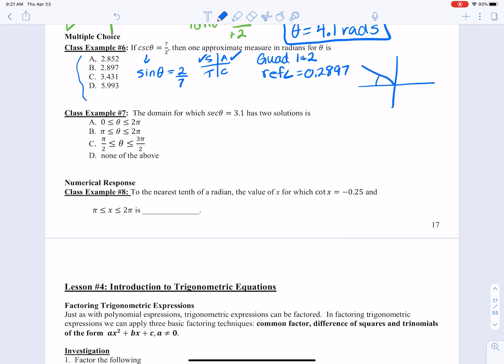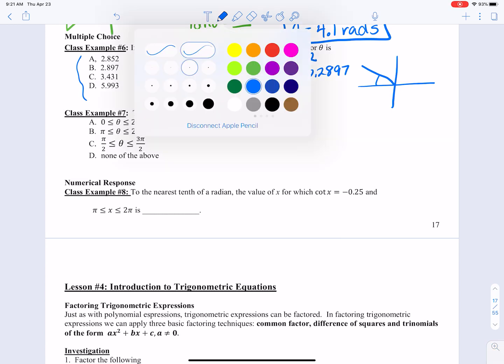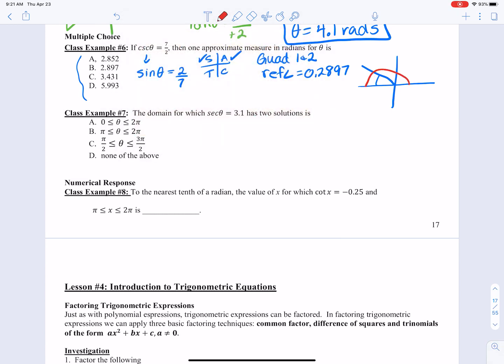So that's going to be in radians. It's going to be pi, and then we're going to take away the reference angle, and it'll just give me this piece right here. So theta is equal to pi minus 0.2897. And we end up with 3.431. Question solved.